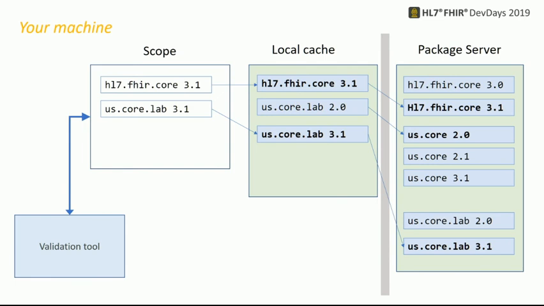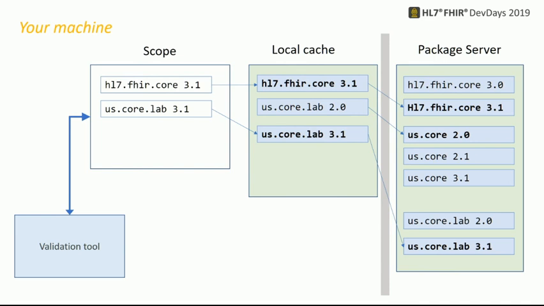So imagine there are 3 packages on a very small package registry: HL7 FHIR Core, US Core, and US Core Lab. These names are imaginary. They probably have a different name. And you see there are different versions available. Now, once I install a package, let's say I want to install US Core Lab 3.1, the first thing that a package client does is look in the local cache to see if it's available, if you have already downloaded it previously. And if that's not the case, it will go to the server and say, can you give me US Core Lab 3.1? The first thing it then does is install it in the package cache.